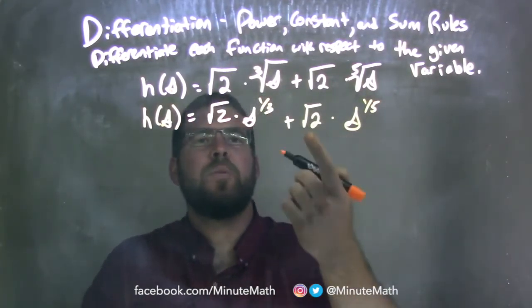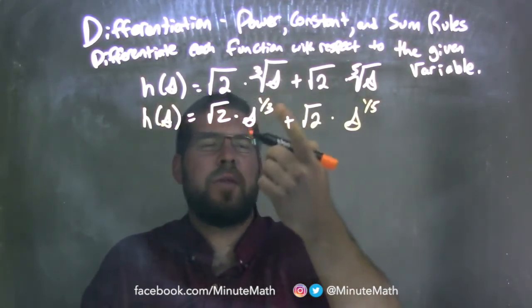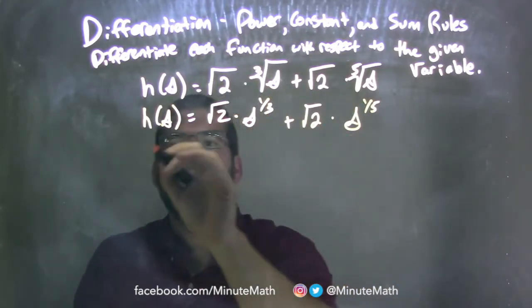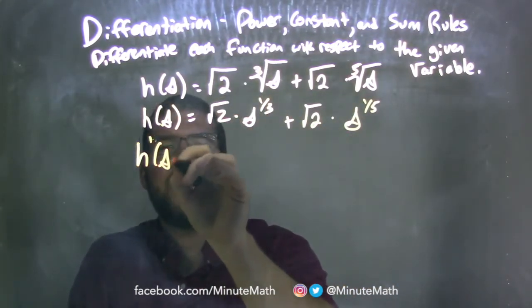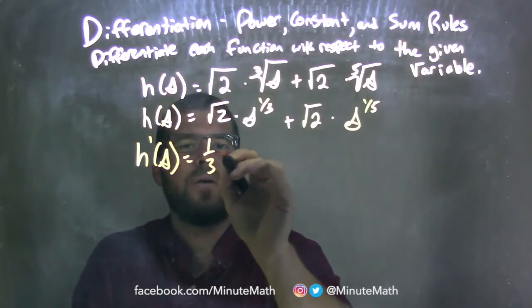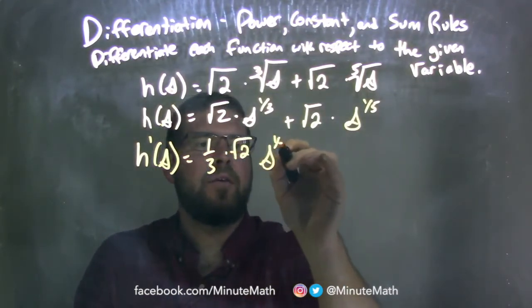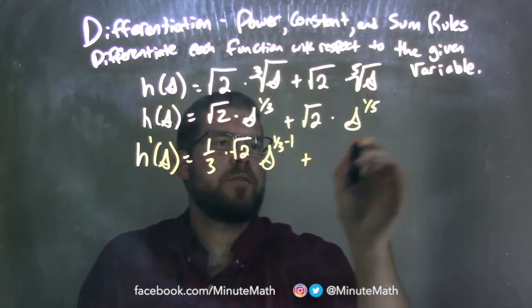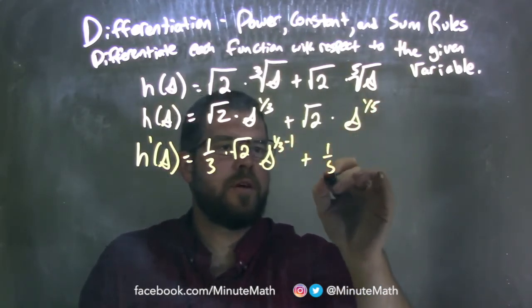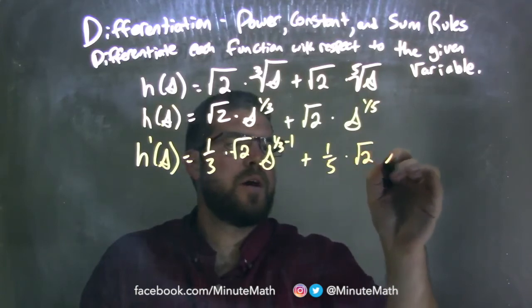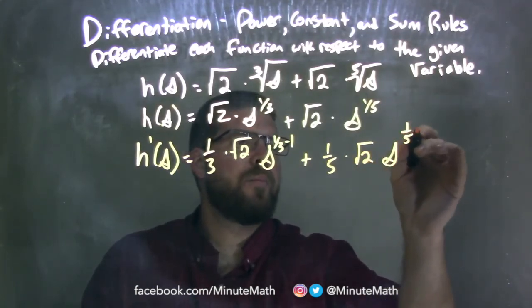So to apply the power rule, you bring the fraction of the exponent down and subtract the exponent by 1. So we have h prime of s is equal to 1/3 times the square root of 2, s to the 1/3 power minus 1, plus here, 1/5 comes down, 1/5 times square root of 2, and then it's s to the 1/5 power minus 1.